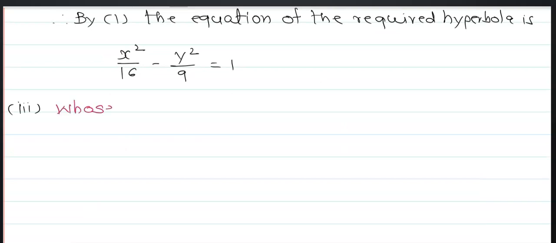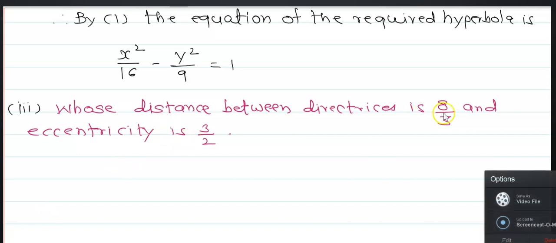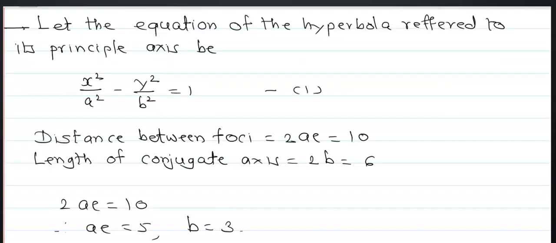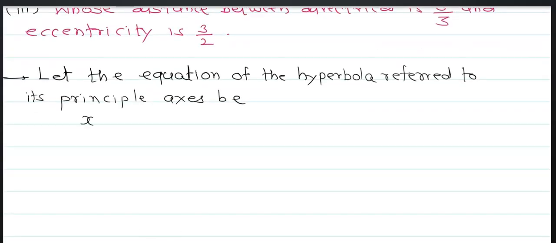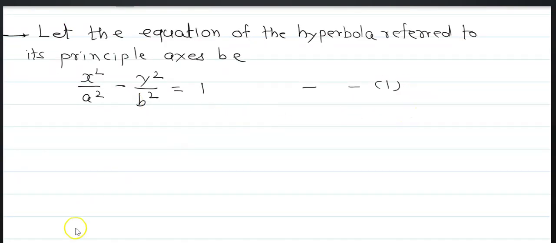Third, find the equation of the hyperbola whose distance between directrices is 8 upon 3 and eccentricity is 3 upon 2. That is the value of E, and the distance between the directrices is 2A upon E. Let the equation of the hyperbola referred to its principal axis be x square upon a square minus y square upon b square is equal to 1. That's the first one.